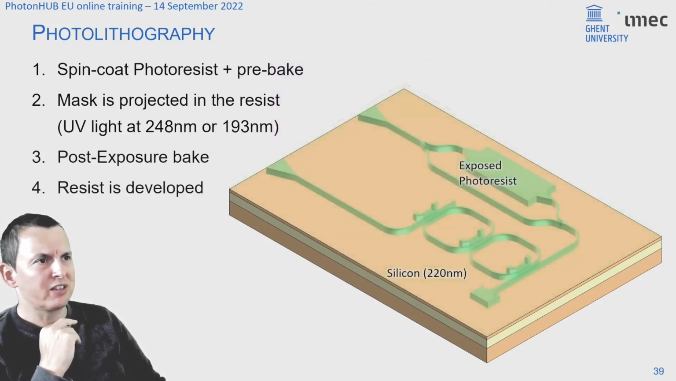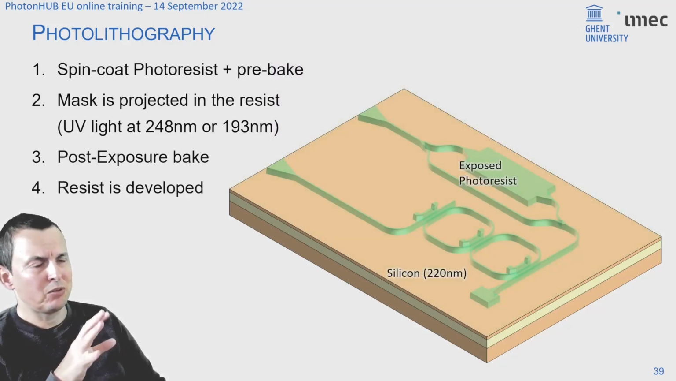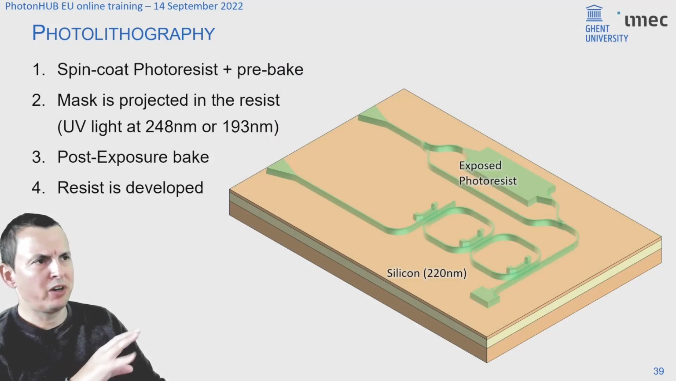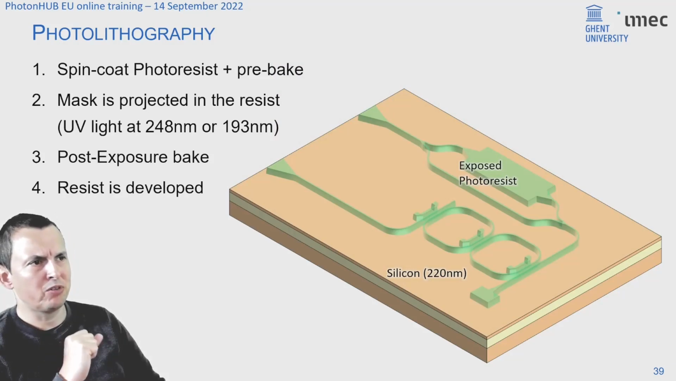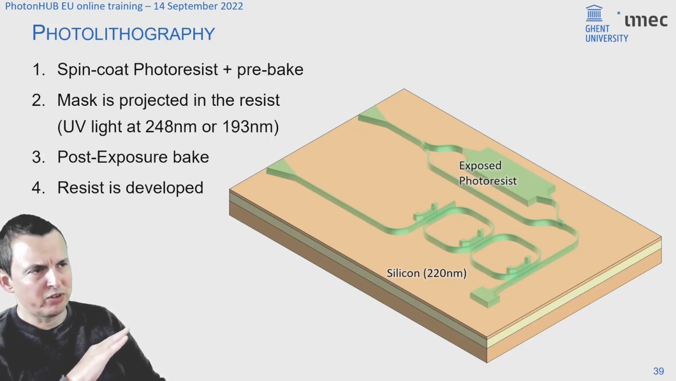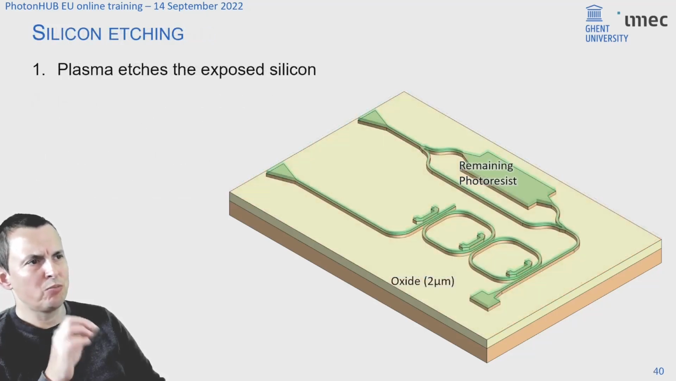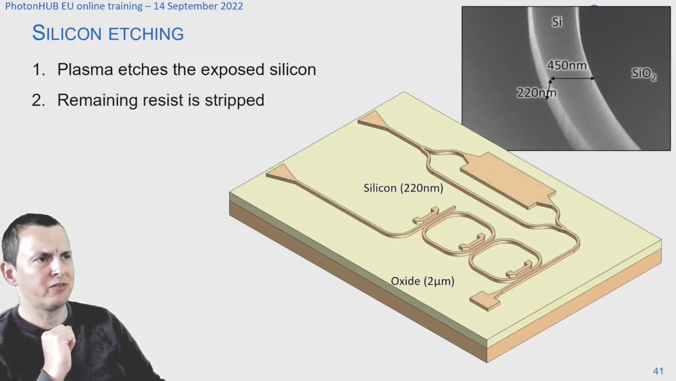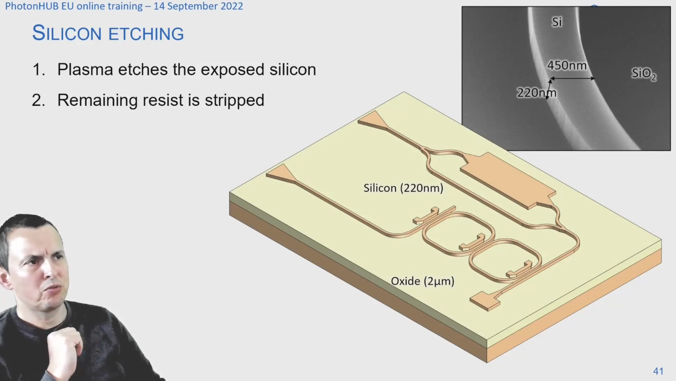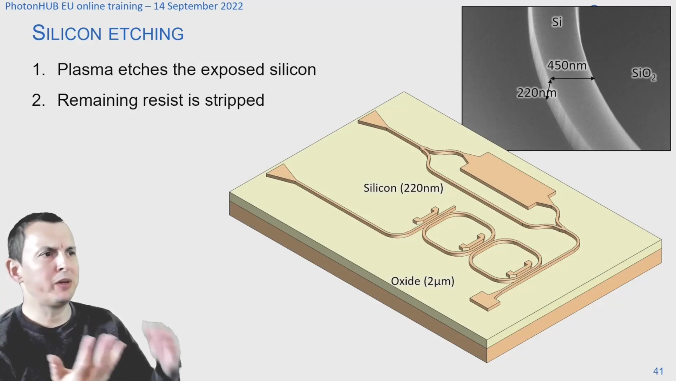That pattern is then, or the photoresist is then developed, and what remains is either the illuminated part or the non-illuminated part, but the pattern will remain in the photoresist. And now this remaining resist can be used as a protective layer for a reactive ion etching, which basically removes the silicon everywhere where there is no photoresist left. And then finally you use a selective chemical rinse to strip the photoresist from the chip. And that gives you your waveguides.